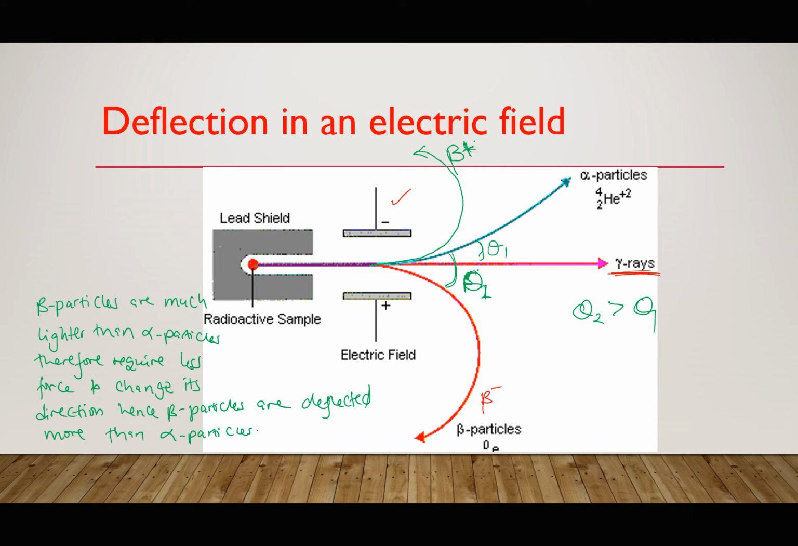For now, we just want to say beta particles and alpha particles are deflected when they enter into an electric field or a magnetic field. Gamma radiations, because they have no charge, are not going to be affected. In a magnetic field, you will use Fleming's left hand rule to tell the direction in which the particles are going to be deflected. That is the deflection of the alpha, beta, and gamma radiation in an electric field.